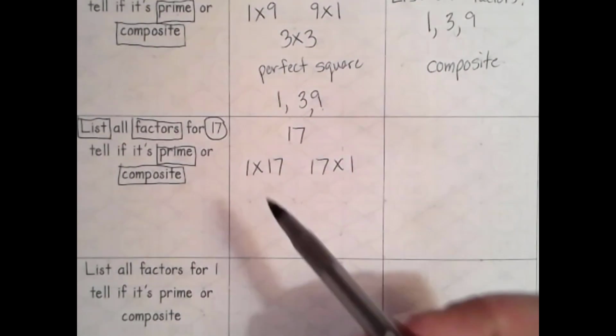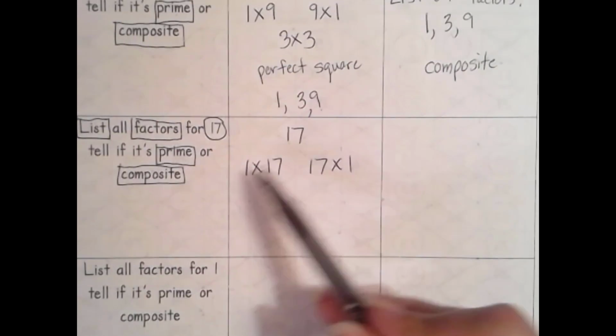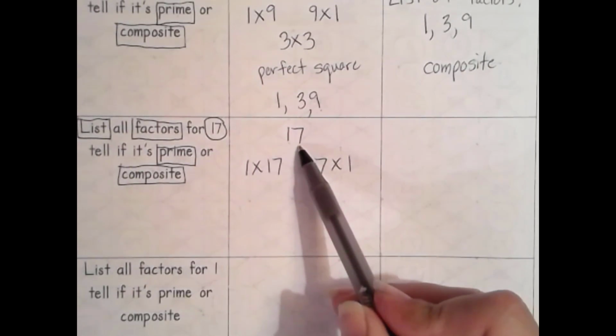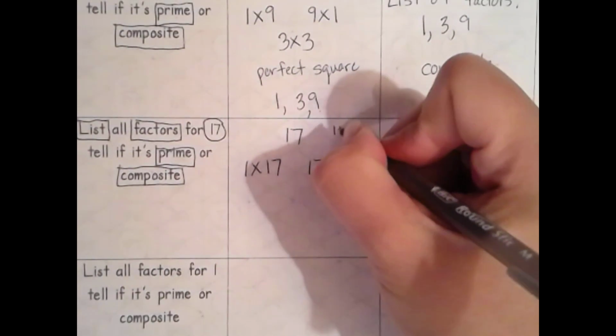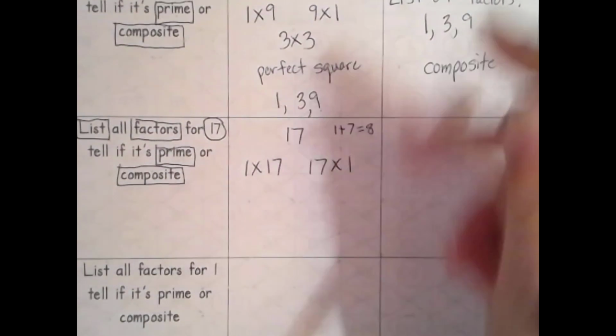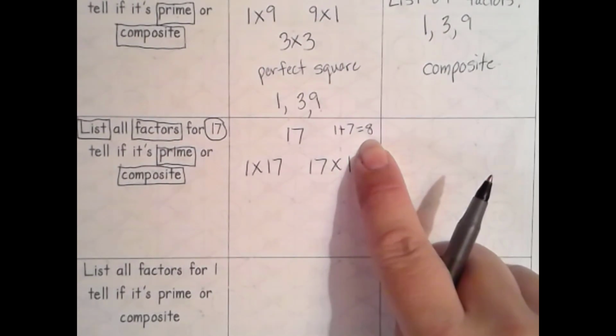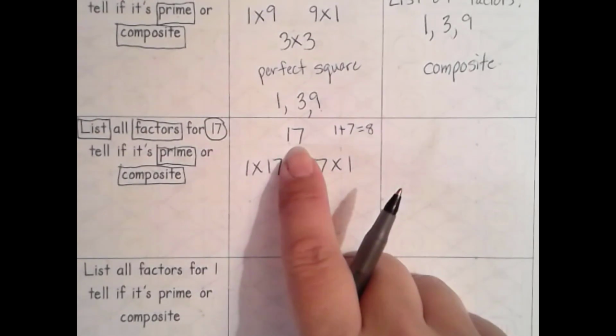Let's see, now we're going to go through the divisibility rules. Is 2 a factor? Well, the rule for 2 is that it ends in an even number. 7 is odd, so 2 is not a factor. The rule for 3 is that you can add the digits together. 1 plus 7 equals 8. 8 is not a multiple of 3, so 3 is not a factor. Since 2 is not a factor, no even number will be. So I'm going to try the next odd number, which is 5. The rule for 5 is that it ends in a 0 or 5, and it does not. So 5 is not a factor.